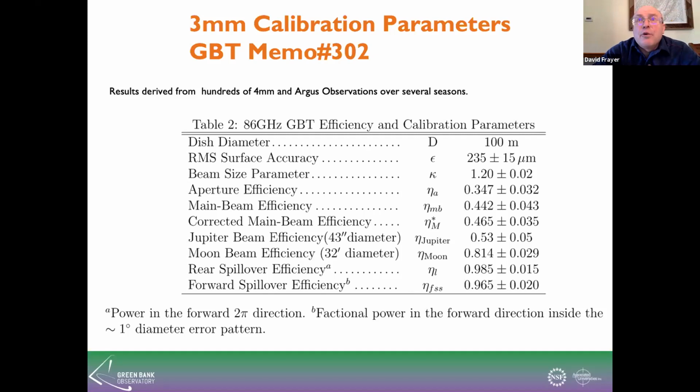So when you point to a position on the sky, 95% of what you see is within 1 degree of the position you're pointing at, which is really good for a radio telescope. You don't get that with unblocked apertures. The best you do is more like 80%.